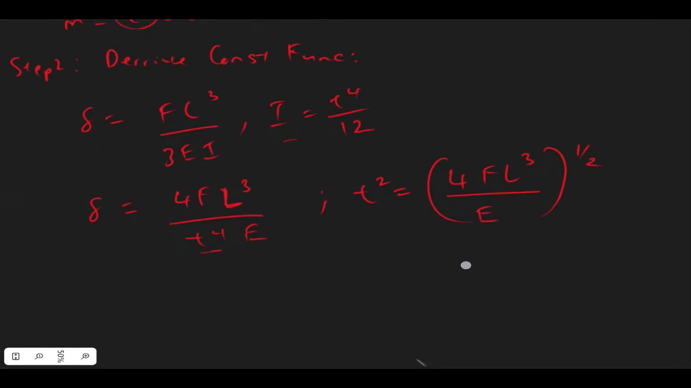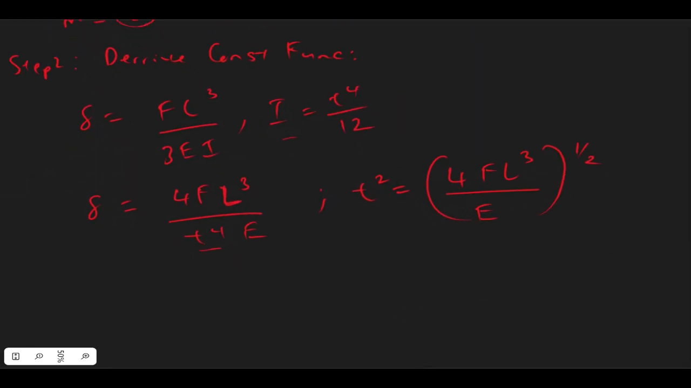That's what we have. So in order to open up this equation, you have to have t squared equals 2f^(1/2) L^(3/2) divided by E^(1/2). That's how you open up the equation. So now the next step is what?